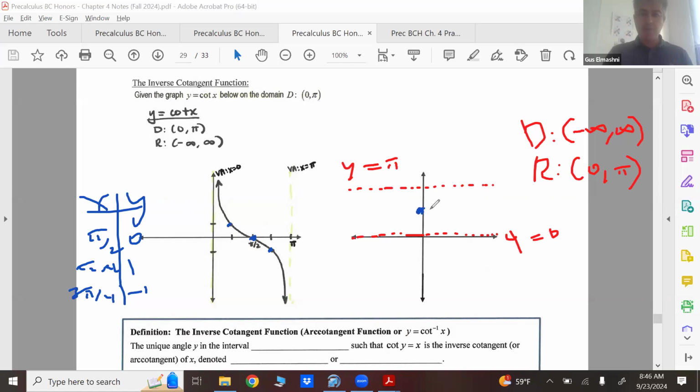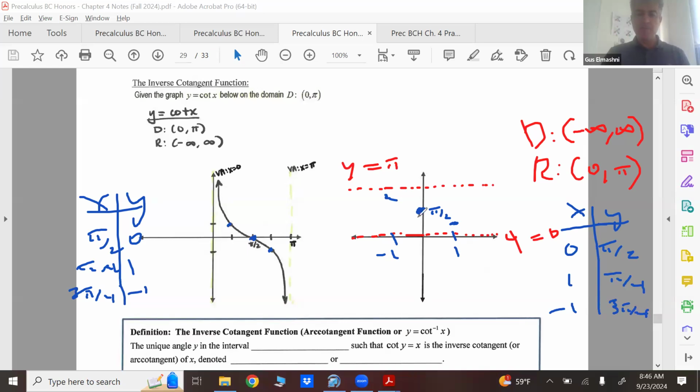So by the way, this is at pi over 2, right? And then you have points at 1 and negative 1. So 1 comma pi over 4, and then negative 1 comma 3 pi over 4. So remember, everything switches. So 0 comma pi over 2, 1 comma pi over 4, negative 1 comma 3 pi over 4.